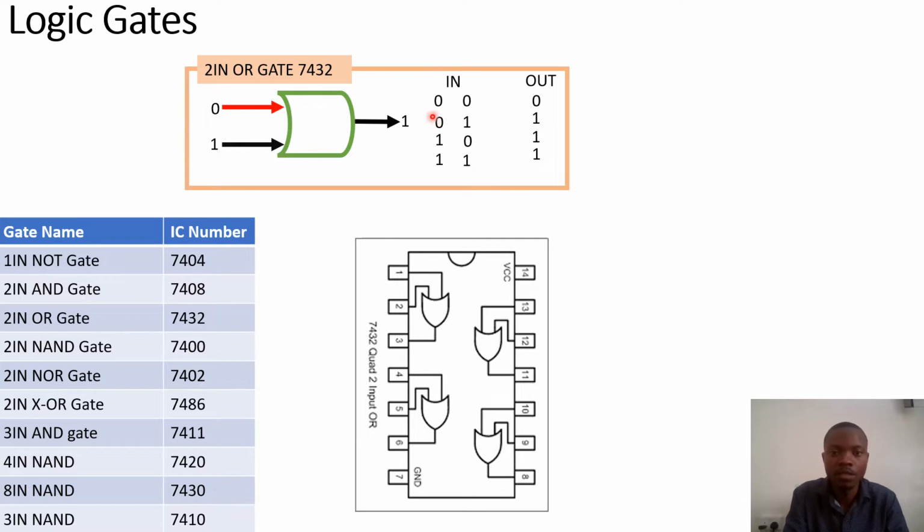Let me start with a 0 and a 0. Since it's an OR gate, a 0 or a 0, we get a 0. A 0 or a 1, we get a 1. A 1 or a 0, we get a 1. A 1 or a 1, we get a 1.